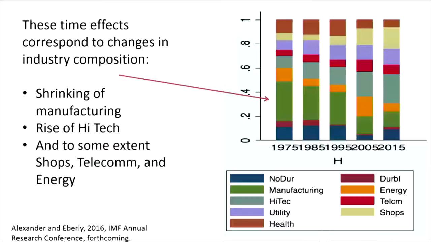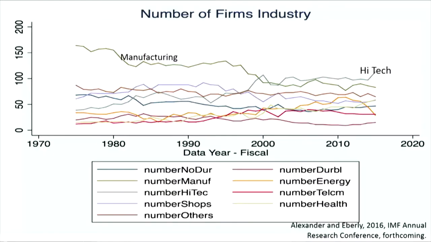So here's manufacturing as a share of total value in the largest firms. Manufacturing is dramatically shrinking over time, whereas you're seeing high tech, this sort of blue-gray color, is rising over time, and other industries taken as a whole are rising over time as well. Okay.